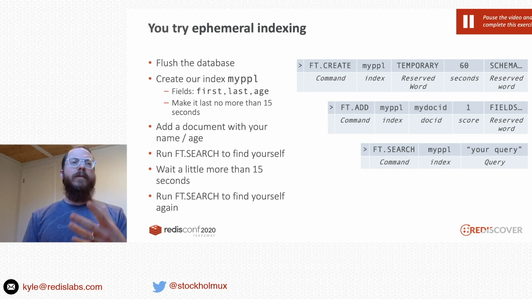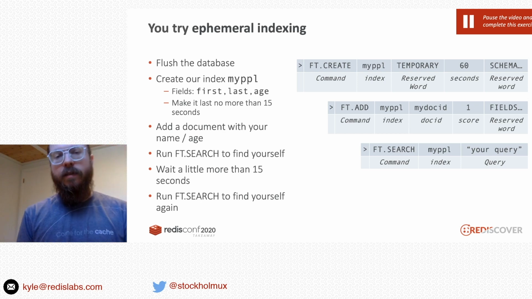15 seconds is a good amount of time. You can get a couple commands in, but you could set it to 30 or 60 seconds if you feel like you're a little slower on the uptake here. So you add a document with your name and age, as we've done previously. You run FT.SEARCH to find yourself. You should be able to find yourself at this point. You wait some amount of time, about 15 seconds. And after that 15 seconds, you should run FT.SEARCH again and see what happens.